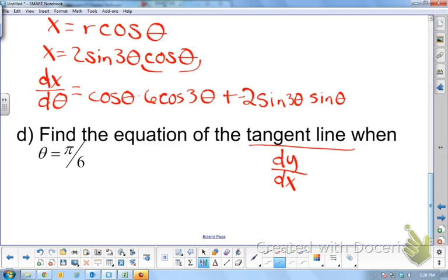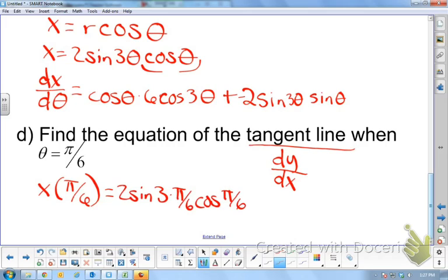And specifically, where do we want to find the slope at? Pi over 6. And if we're finding a tangent line, what else do we need besides the slope? X and y. How am I going to find x and y? Plug in pi over 6 into the original. So I can find x of pi over 6, where x is 2 sine 3 theta cosine theta: 2 sine of 3 times pi over 6 times cosine of pi over 6. I can find y of pi over 6, which would be 2 sine of 3 times pi over 6 times sine of pi over 6.